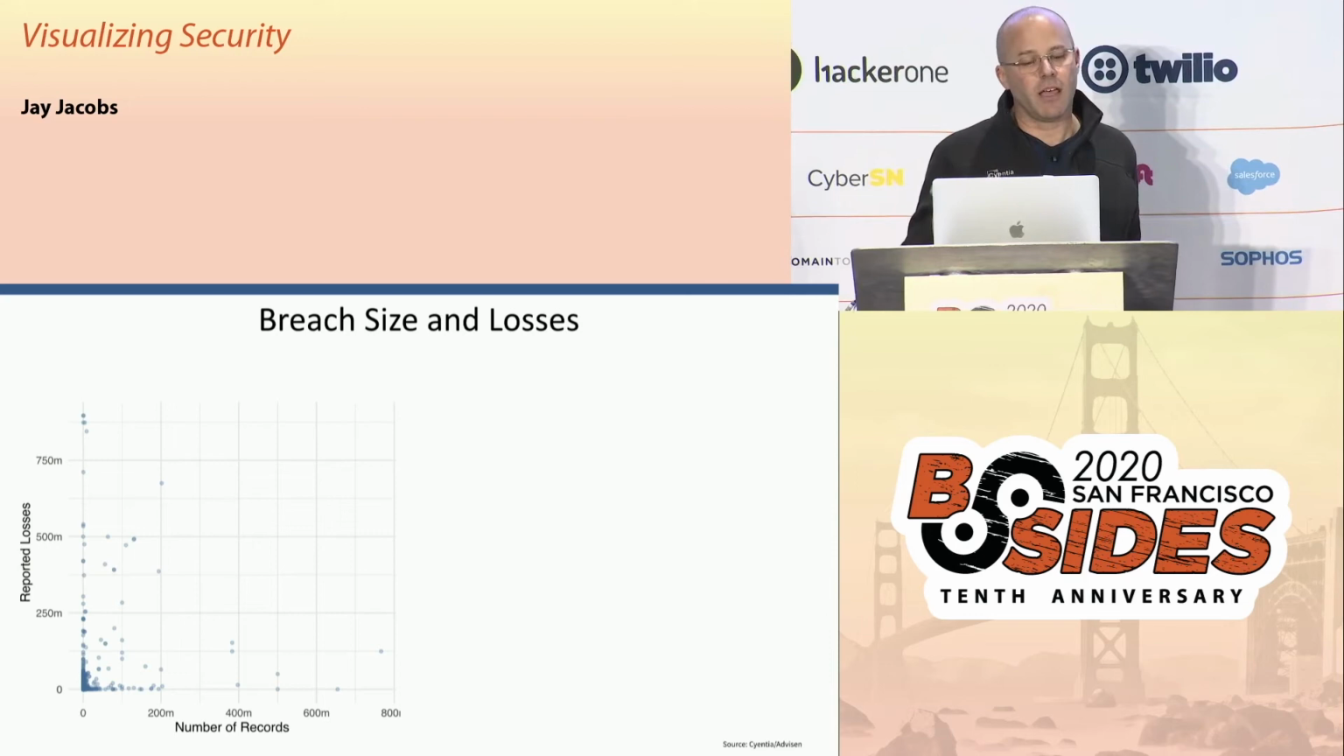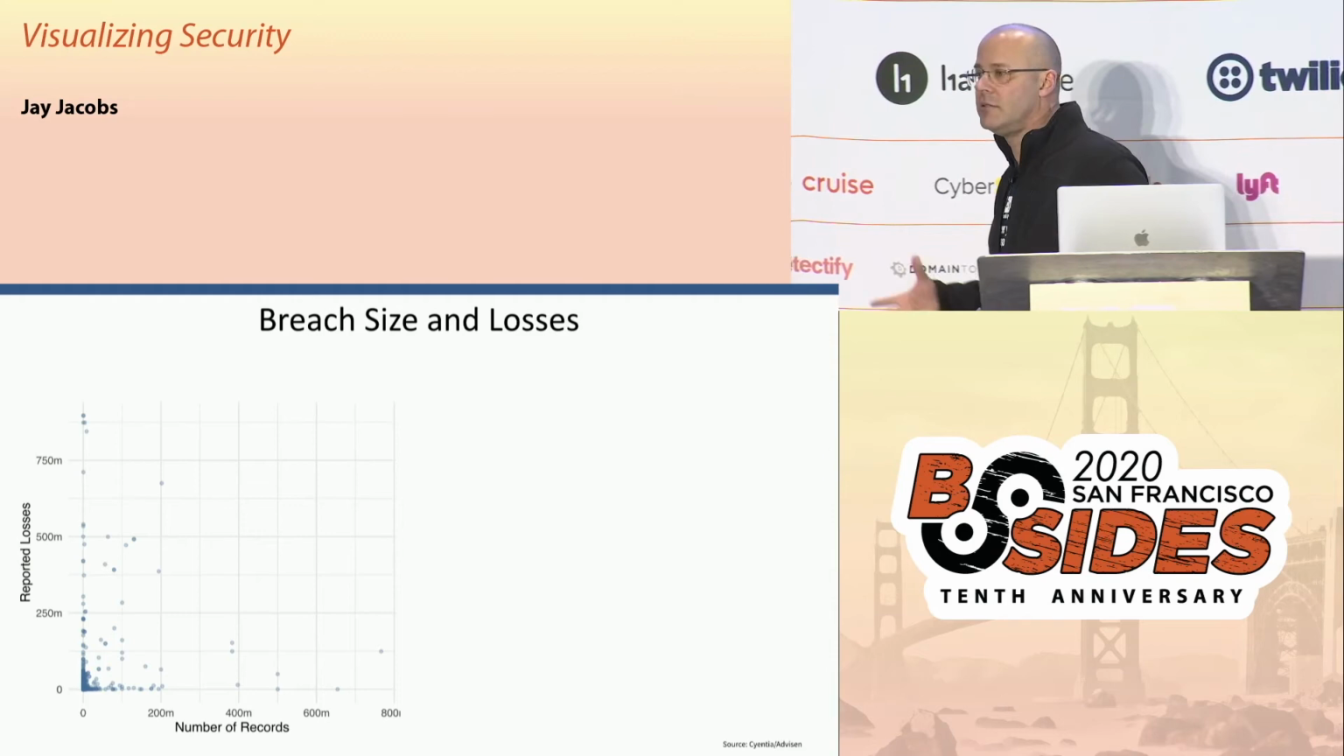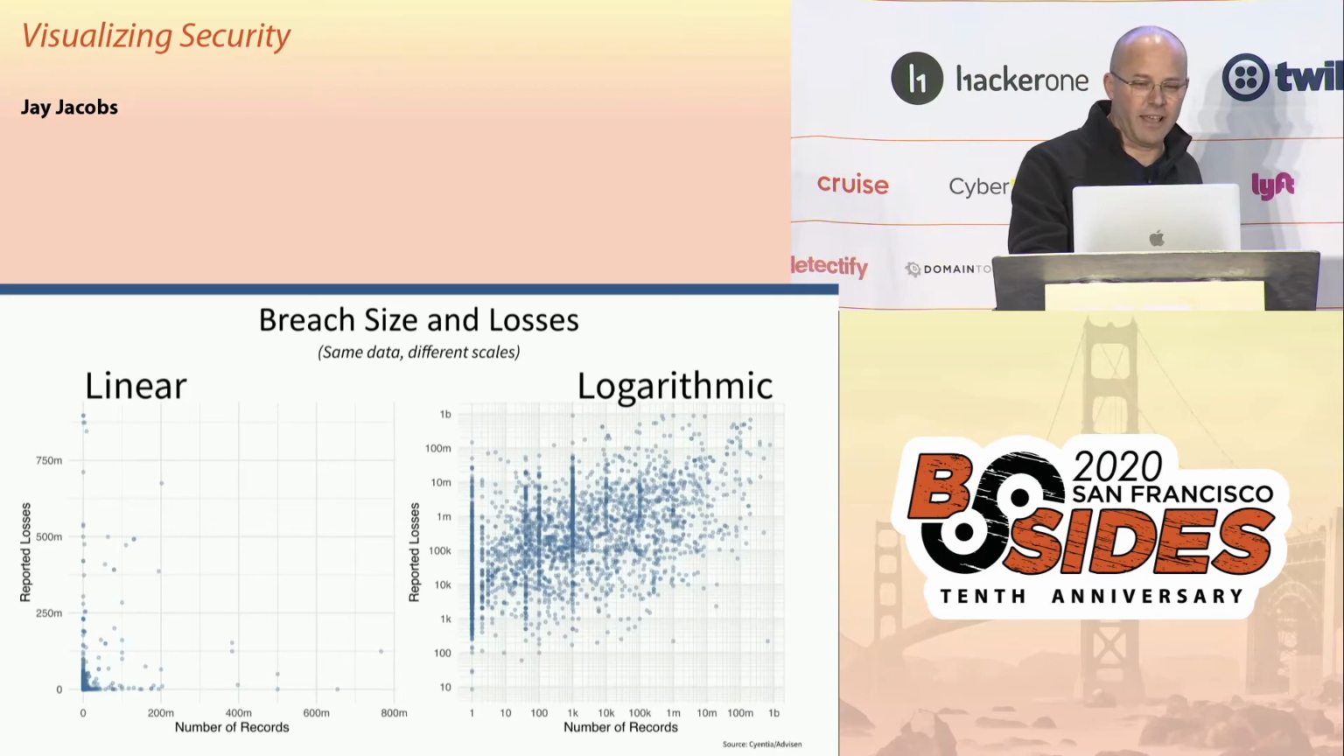Can you see a trend here? Is a trend coming out? This is on a linear scale. Zero's in the corner and it goes up. On the bottom, the number of records goes up by 200 million increments. Do you see a pattern? Anything jumping out? Let me put both of these on a log scale.